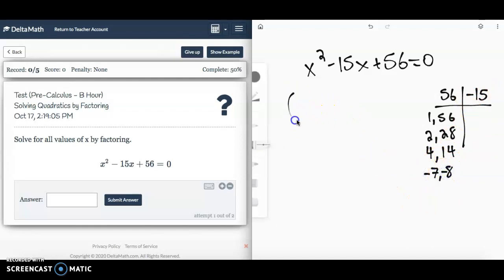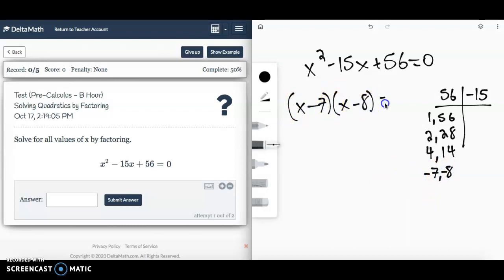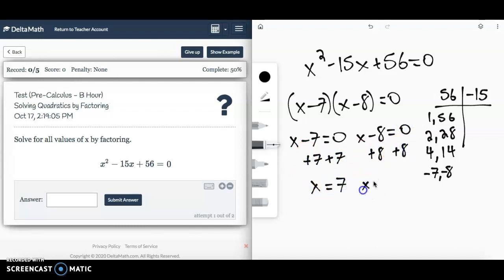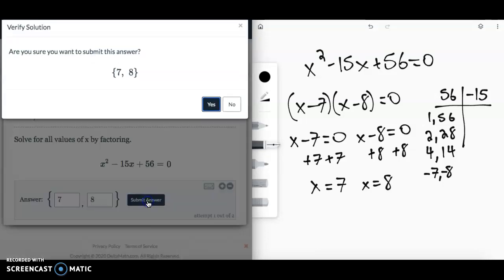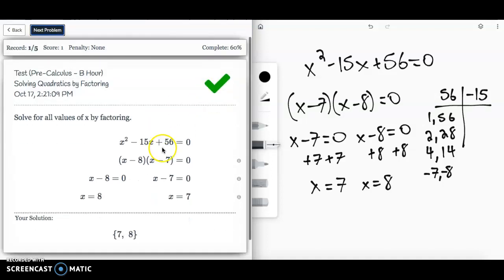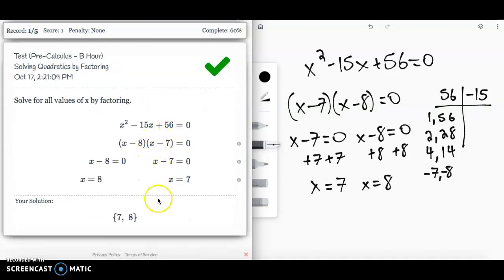Okay, so then you have x minus 7 and x minus 8 equals 0. Those are your factors. And then to actually solve, you take your factors and you separately set them equal to 0. And then you can solve for your actual answers. So x equals 7 is one option, and x equals 8 is the other one. I don't know exactly how it wants you to input it. Oh yeah, so you're just going to put in the numbers themselves. So 7 and 8. And there you go. And it shows you step by step essentially what I did.